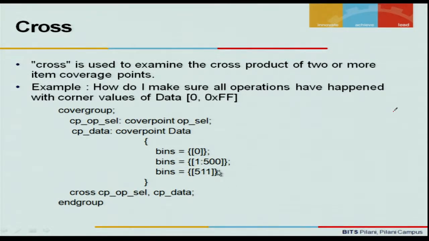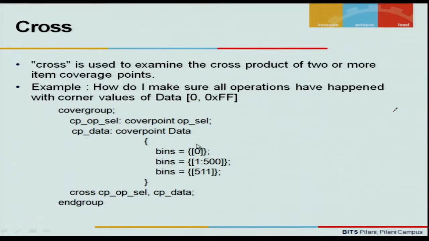Now I want to make sure I have performed all the operations for corner cases also. So for that, I will say cross operation select with data, and the tool will take care of the rest. When you do the analysis, you will see whether all possible combinations from operation select and data are being covered or not. I mean, the crosses between these two are being covered or not.